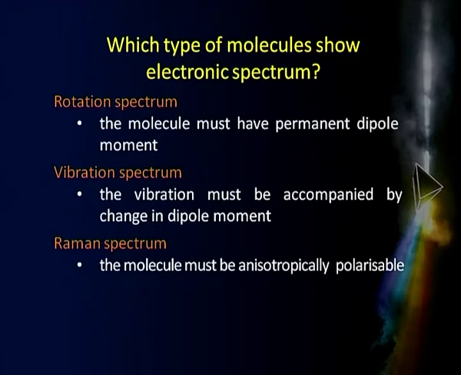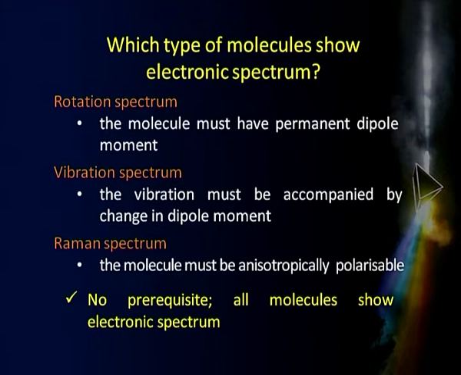But in the case of electronic spectrum, there is no prerequisite. Practically all molecules will show an electronic spectrum. That means no matter what kind of molecule we take, it will give you an electronic spectrum. So, that is very different from all of the spectroscopies we have dealt with so far. Now, when we talk about spectroscopies, what we have been doing so far was: what are the energy levels, what is the energy expression, how does the energy level diagram look, and then what are the selection rules for that.